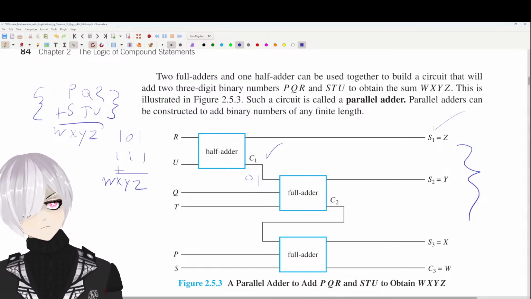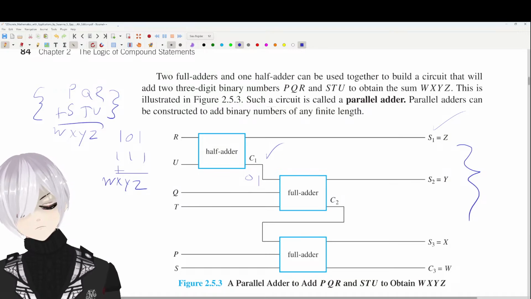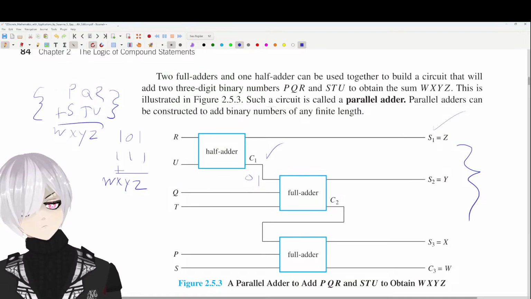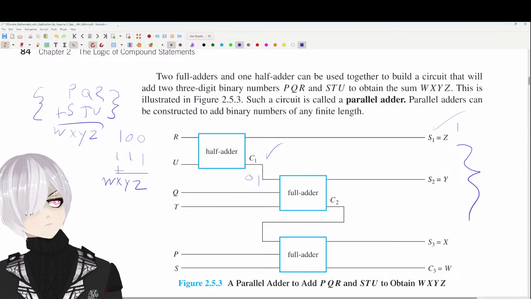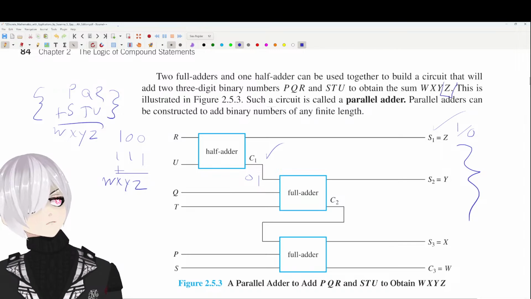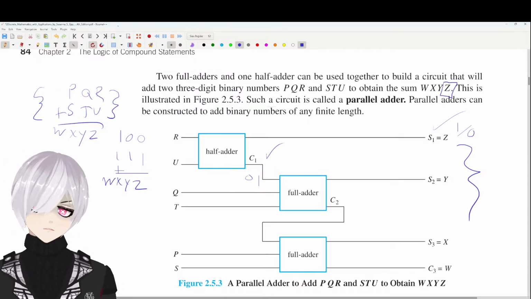Yeah, well, if you have C1 equaling 0, what that means is that R plus U equals either 0 or 1, so there's no extra 1 digit on the left of it. So if C1 is 0, R plus U equals 1 or 0, so the Z is 1 or 0. And then you just keep on going and do Q plus T. Oh yeah, Z isn't thrown away. It's part of the answer here.